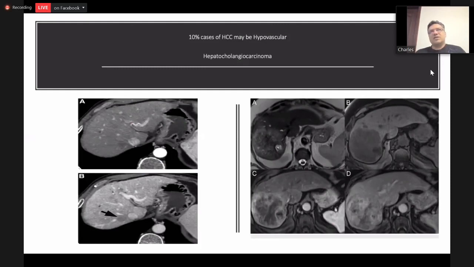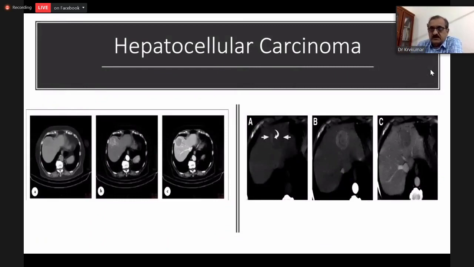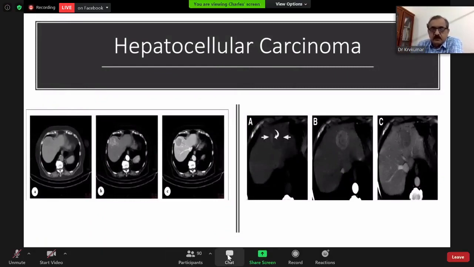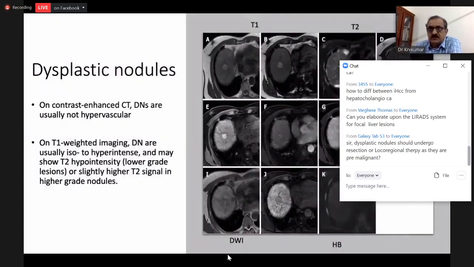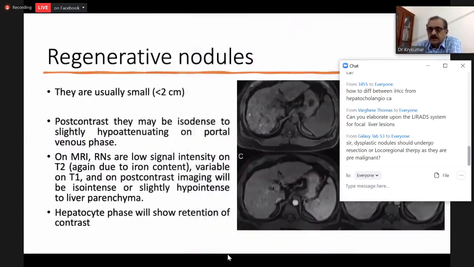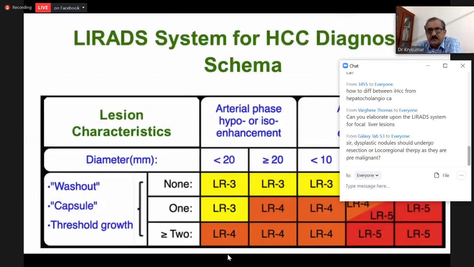Vinamasa, do you want to make any comments? I think you have explained everything very nicely, Charles, but Professor Varghese Thomas in the chat box has asked to say something more about LIRADS. So I'll make one or two statements about that. LIRADS is expanded as Liver Imaging Reporting and Data System.